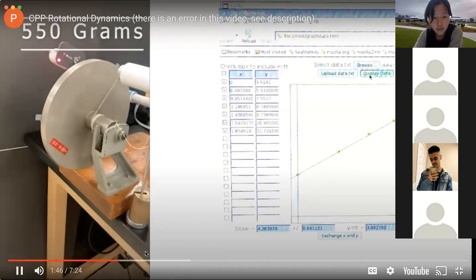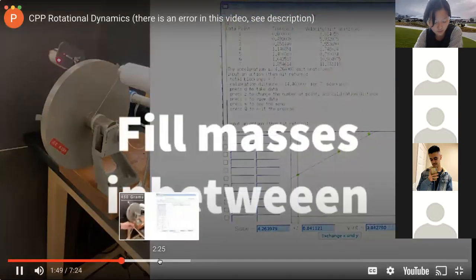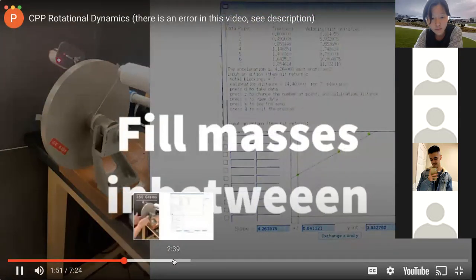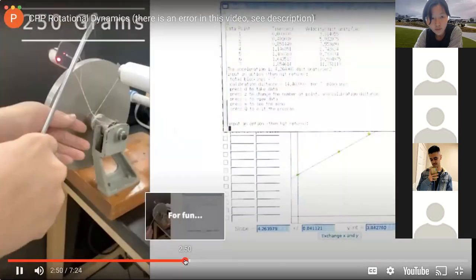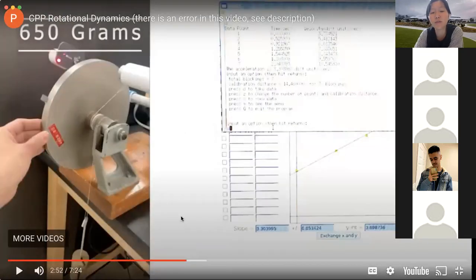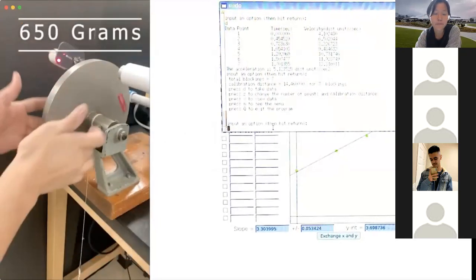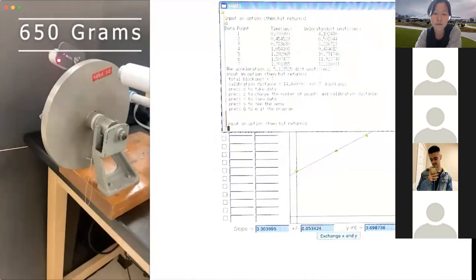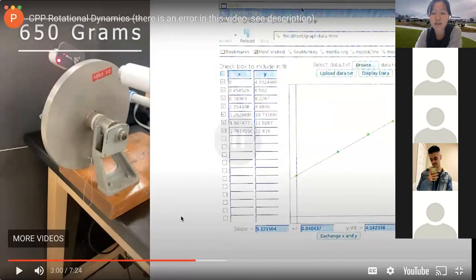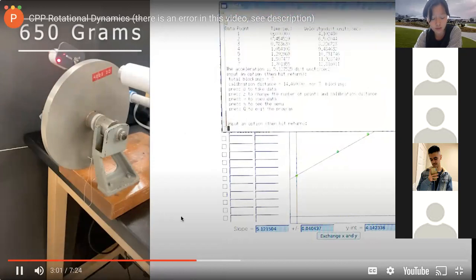Let's see if we can jump to that part. This part for fun is 650 grams, and they will get a different slope as well. Okay, 5.12 is your acceleration for the 650 grams. And then eventually they will do one with no mass added. So there's 0 force.